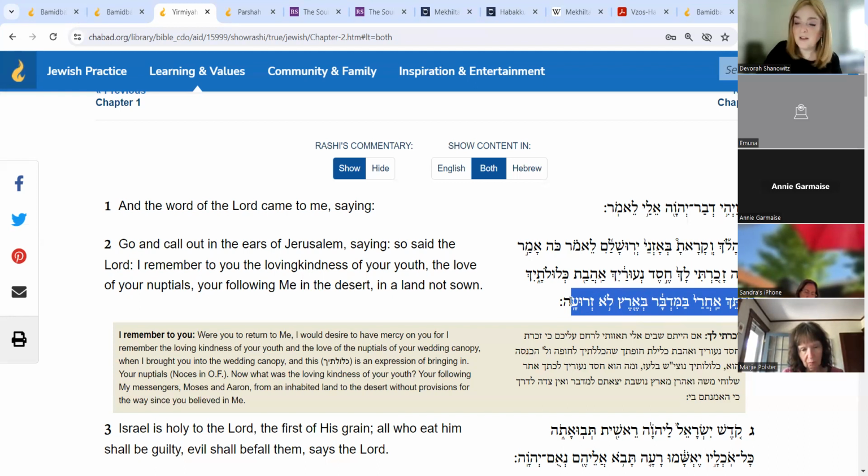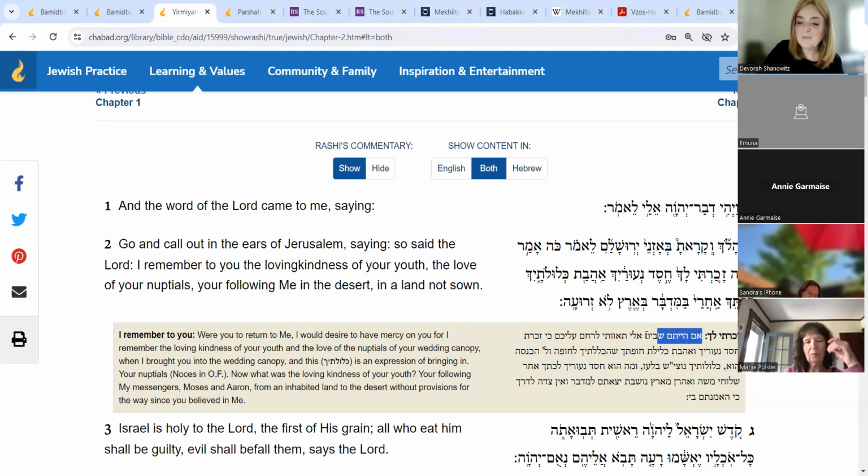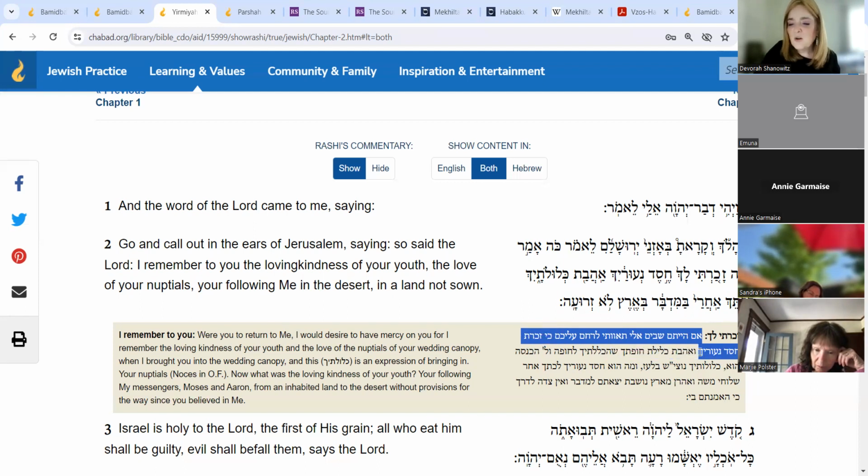And Rashi's commentary, very interesting on this, is that if you will return to me, my desire actually is to have compassion on you. "Ki zacharti chesed ne'urayich," I always remember the kindness of your youth, says God to the Jewish people. "Ve'ahavat kelulotayich," and the love of your nuptials, that I brought you to the wedding canopy. The wedding canopy, of course, is Shavuot, the giving of the Torah.